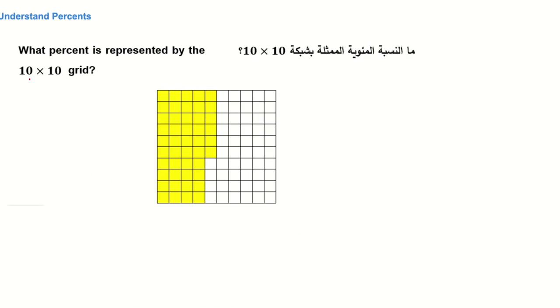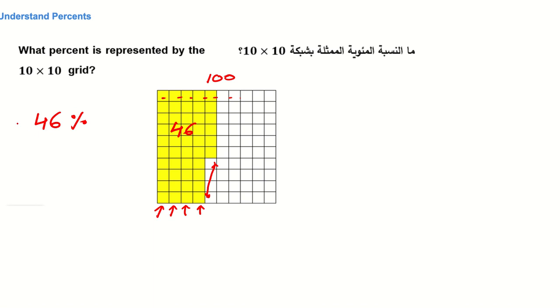what percent is represented by this 10 by 10 grid? Now you see, in total how many boxes? 100 boxes. Yes, small boxes, 100. Okay, and how many are colored? 46, because 10, 20, 30, 40 and then 4 less. Okay, so total 46 boxes are colored, so its percent will be 46%.